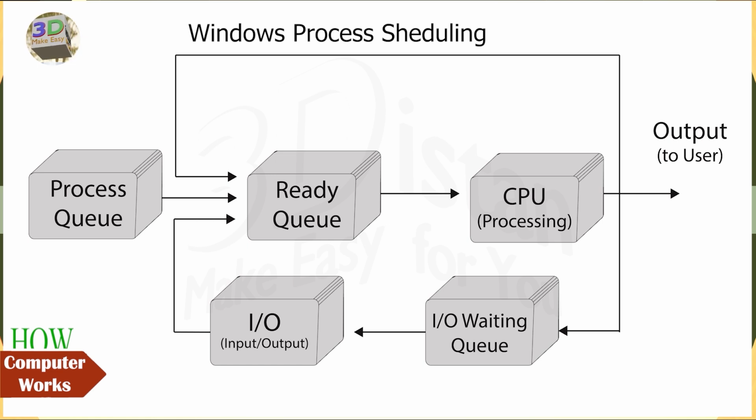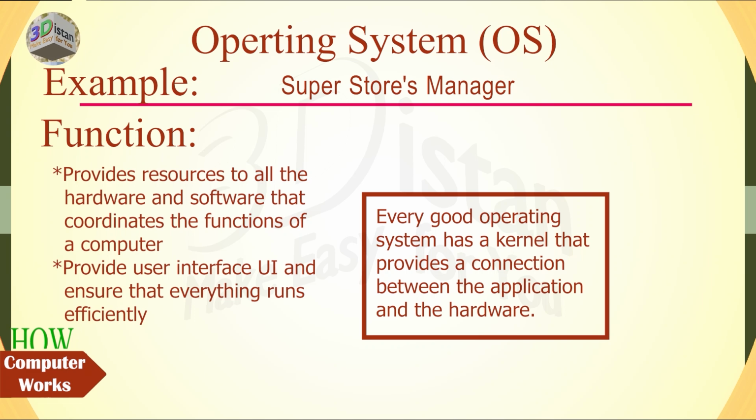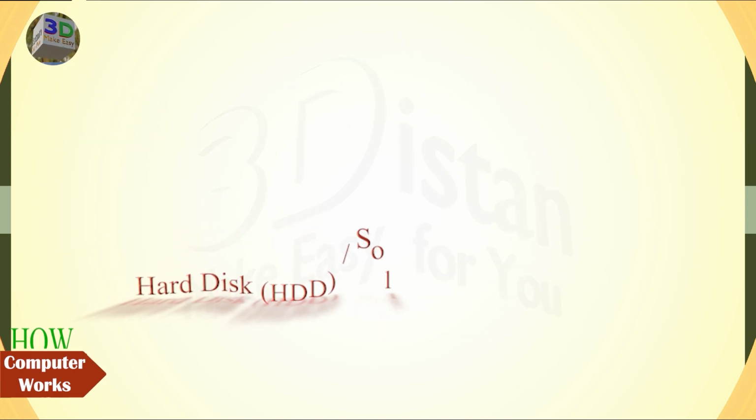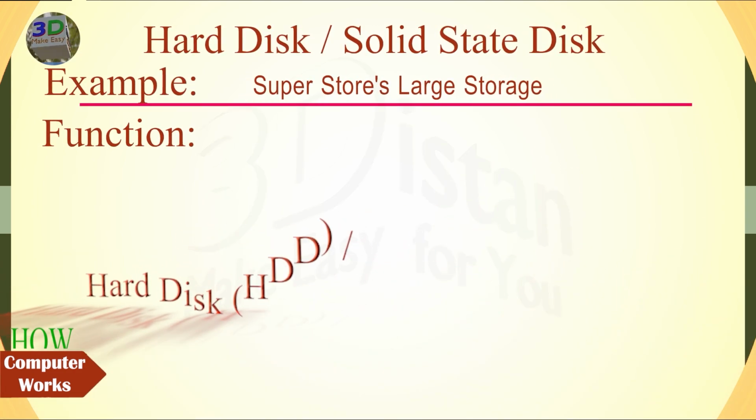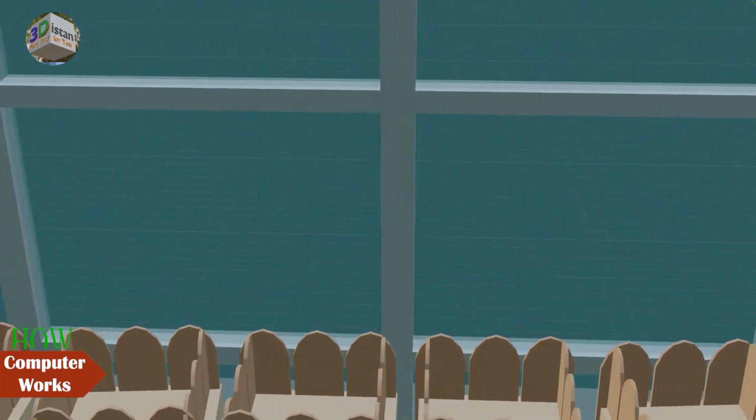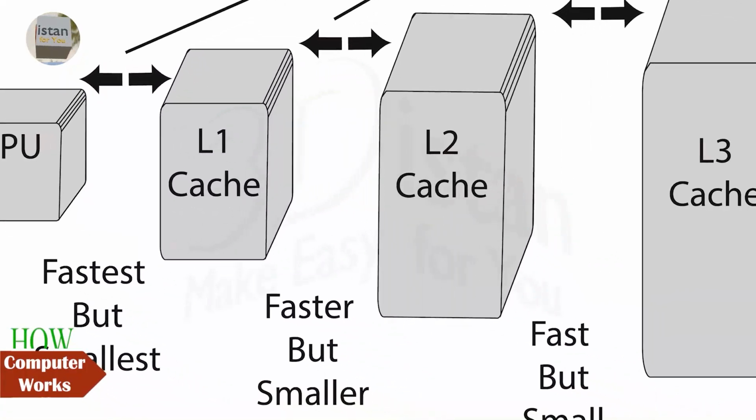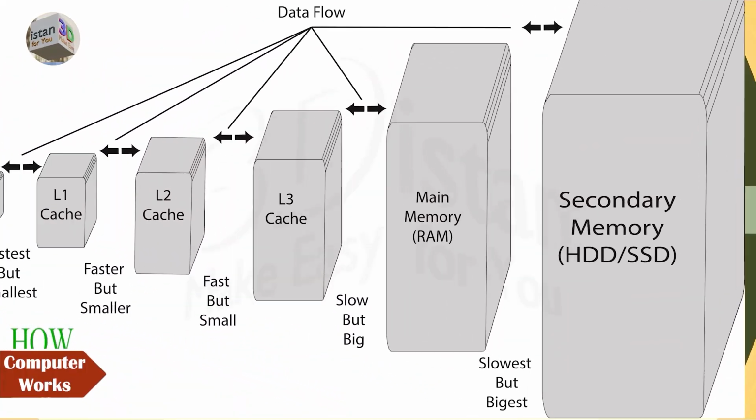The operating system manages hardware and software resources, provides a user interface, and acts as a bridge between applications and hardware. Hard disk or SSD. Example: the large cabinet in the store holding all the goods.